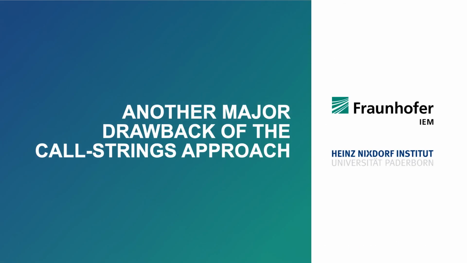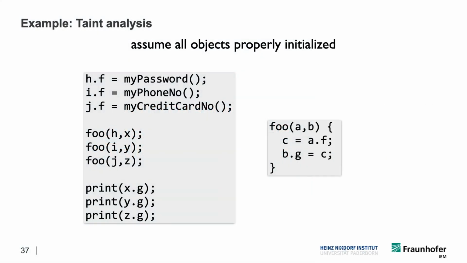And actually, there's also another major drawback of the call strings approach that I still briefly want to talk about because it very nicely motivates what will be coming up in the next week. Let's take one further look at this final example. Let's assume we're doing some taint analysis again, and here we have 3 different taints, so this is all sensitive information, and it's being assigned to the fields of these different objects.